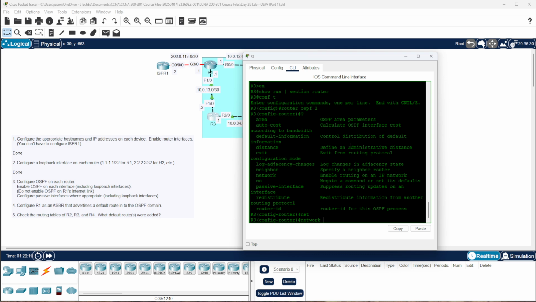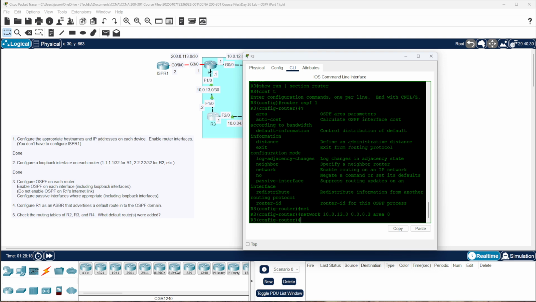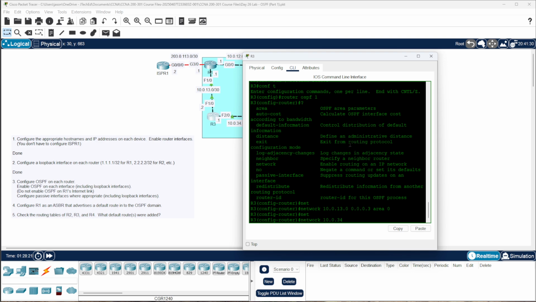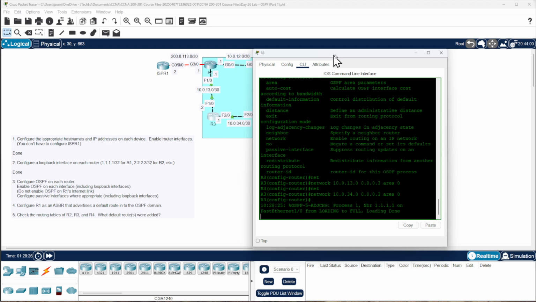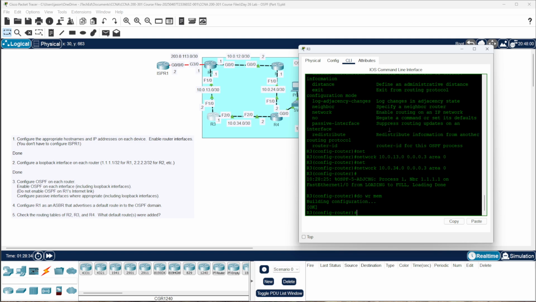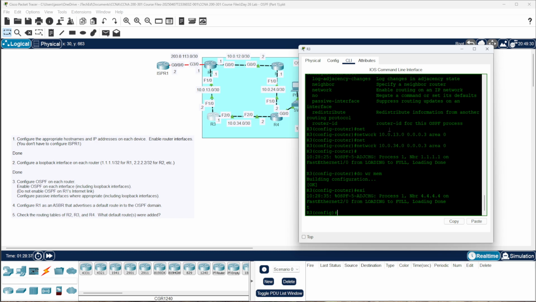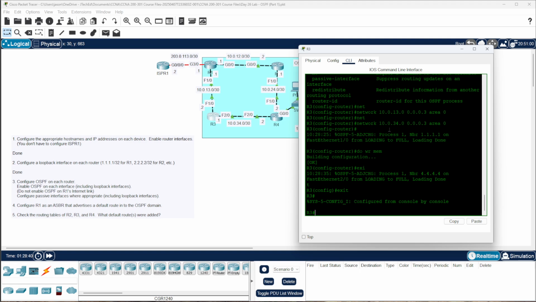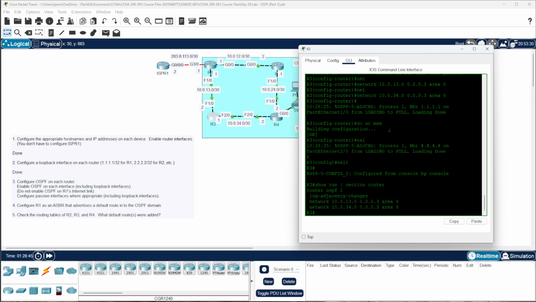We just want network 10.0.13.0 0.0.0.3 area 0. Network 10.0.34.0 0.0.0.3. Sure, that's probably right. Hey, we got some kind of adjacency or whatever. So, look at that. We're loading stuff. Show, yeah, we got some networks.